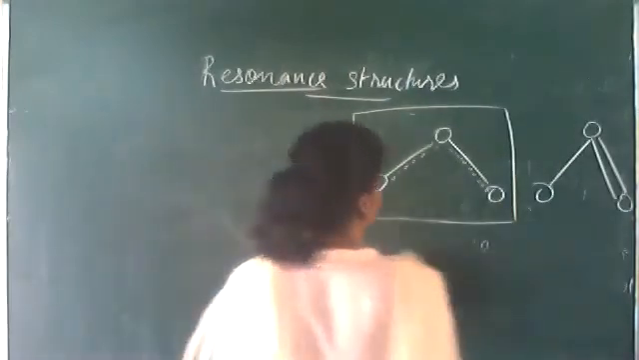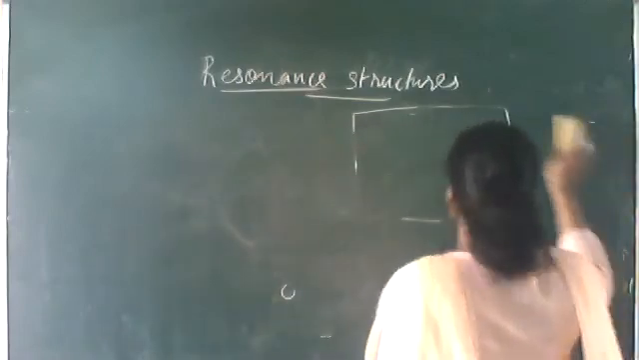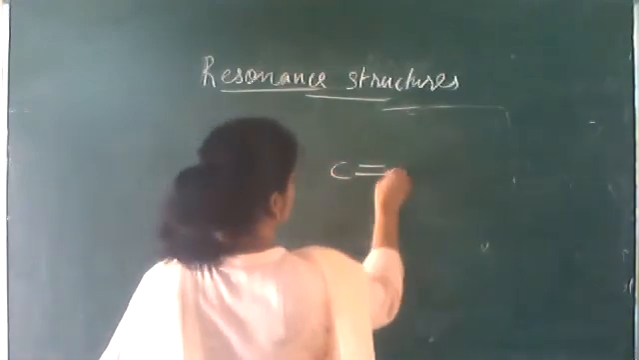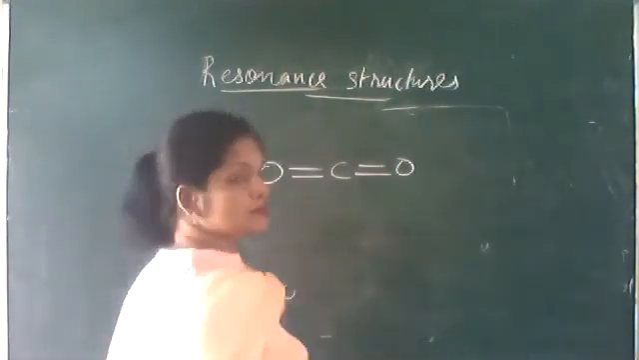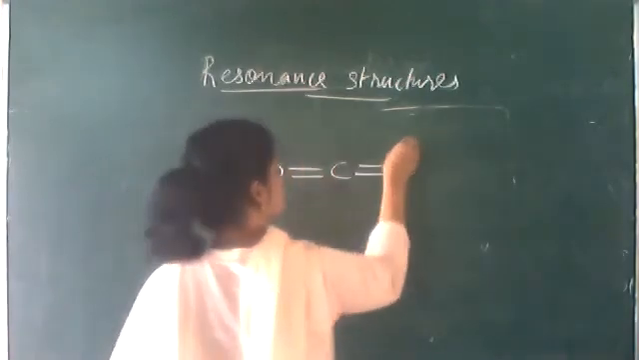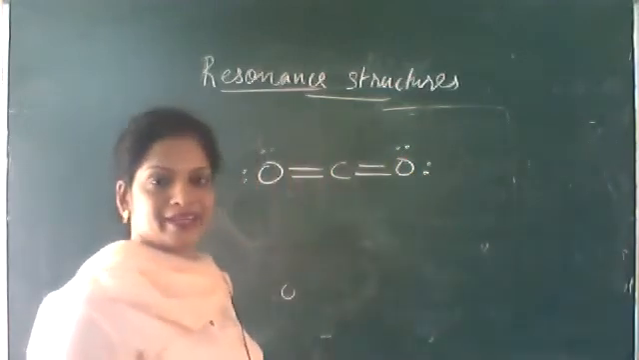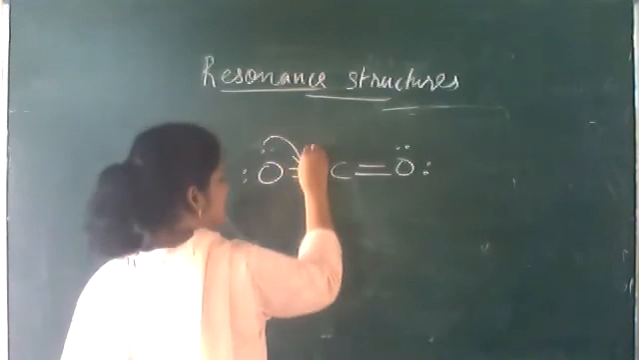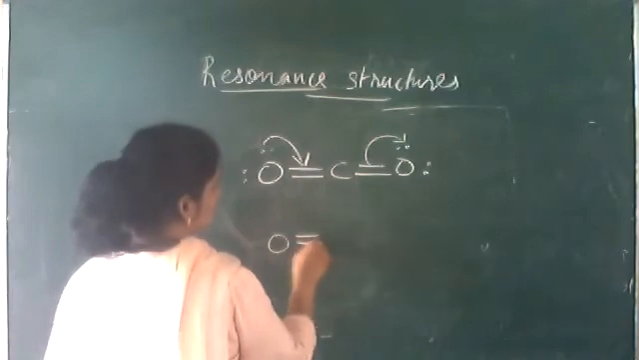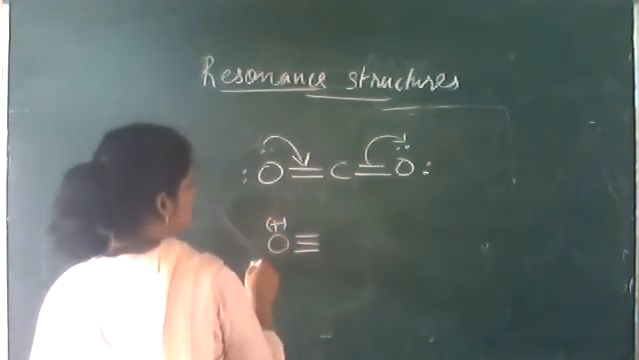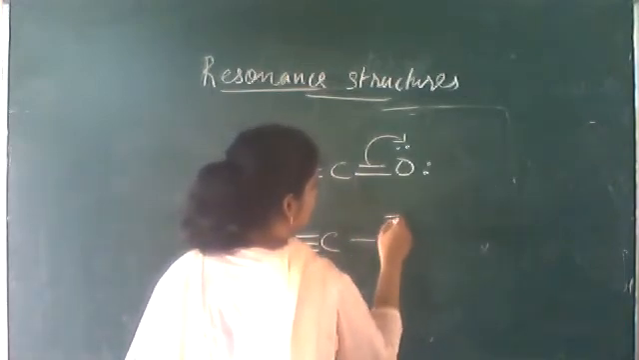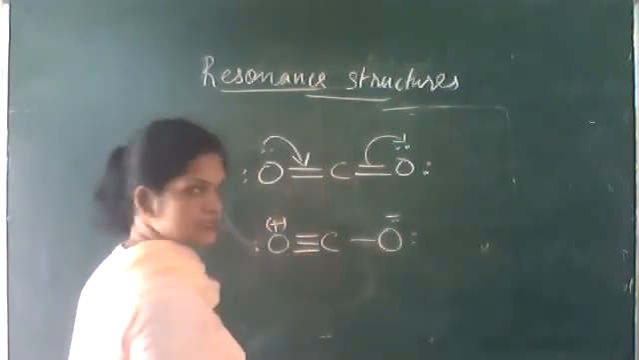In the case of carbon dioxide, the molecule can also have resonance structures. See, this is carbon dioxide. All atoms have 8 electrons. When this electron pair enters here, this pair will go there. So what will happen? O triple bond, so here it is a positive charge, and C single bond, and here it is a negative charge. So this is a structure.